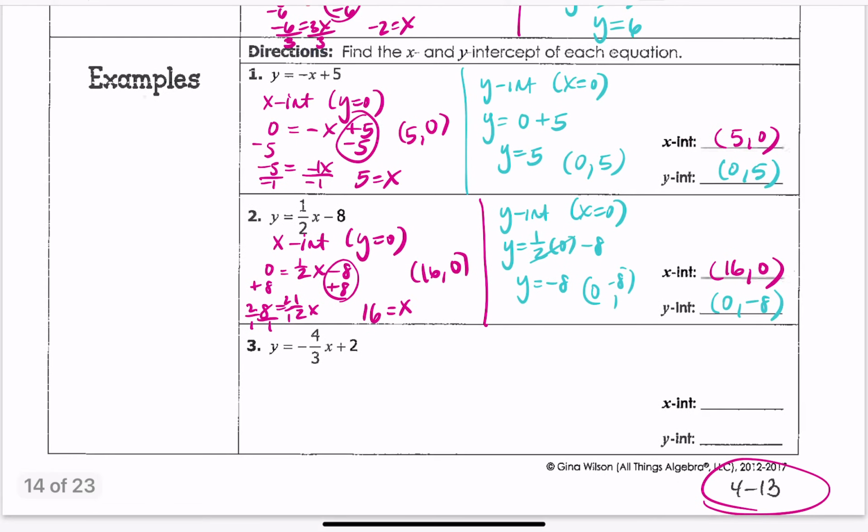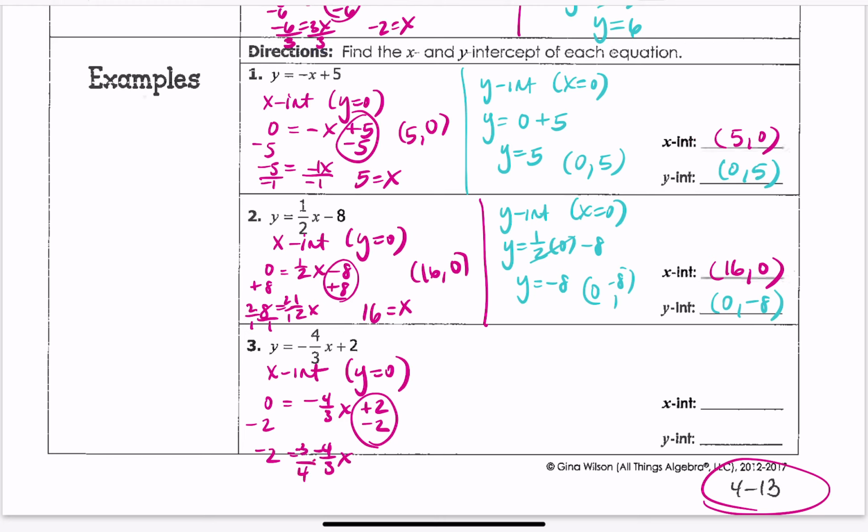We'll just finish off this page together. So for my x-intercept, I'm going to set y equal to 0. So I get 0 equals negative 4/3 x plus 2. I have to subtract 2 from both sides to make this go away. I get negative 2 equals negative 4/3 x. I got to multiply by the reciprocal, so it's negative 3/4 on both sides.